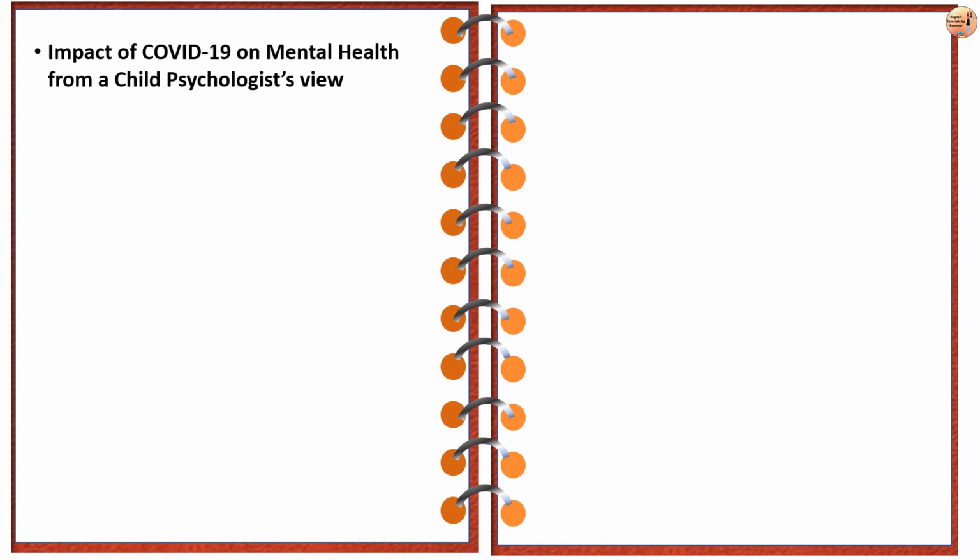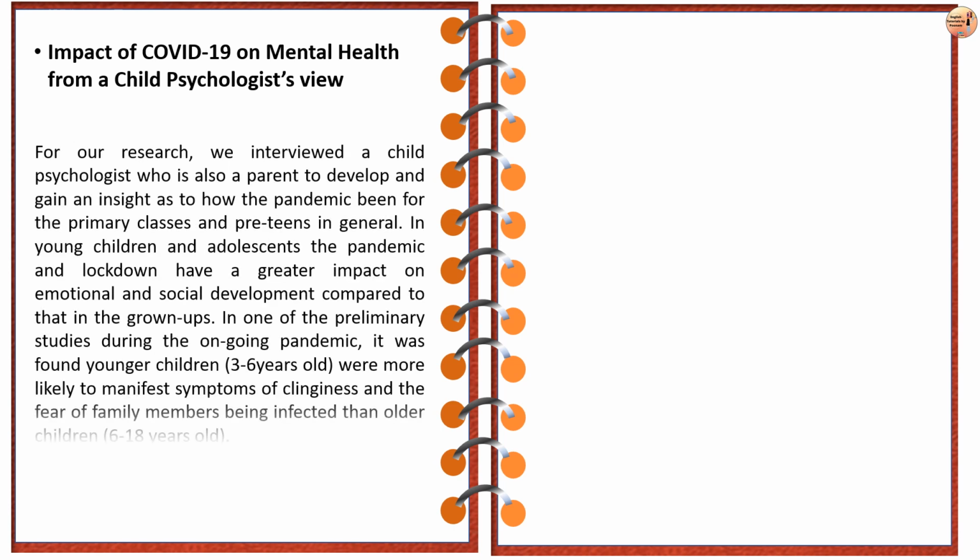Impact of COVID-19 on mental health from a child psychologist's view. For our research, we interviewed a child psychologist who is also a parent, to gain an insight into how the pandemic has been for the primary classes and preteens in general. In young children and adolescents, the pandemic and lockdown have a greater impact on emotional and social development compared to that in grown-ups. In one of the preliminary studies during the ongoing pandemic, it was found that younger children in the age group 3 to 6 were more likely to manifest symptoms of clinginess and fear of family members being infected than older children. Once the analysis is done and you have written your report, you will conclude your report.